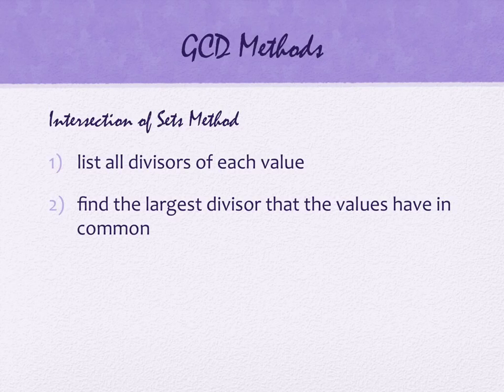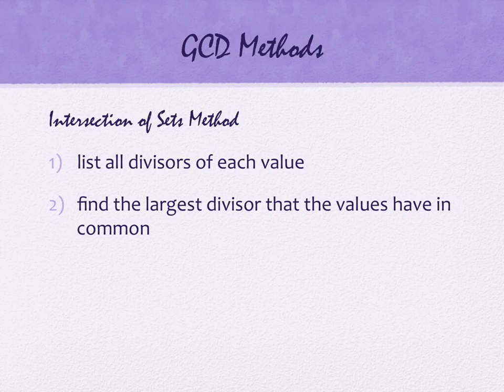There are several different methods for finding greatest common divisors. The first one we're going to look at is the intersection of sets method. This almost feels like the egg problem we did before, where we made some sort of a list. Now, the egg problem was not actually about divisors, it was about multiples. But we made a list of things and looked for things having certain properties. And that's what this actually looks like. You're going to list all the divisors of each value, and then you're going to find the largest number that's in common to all the lists.